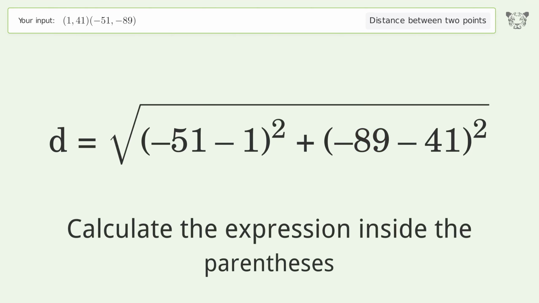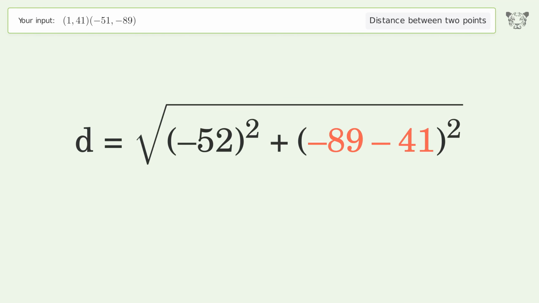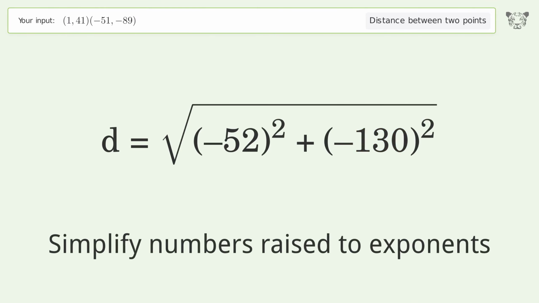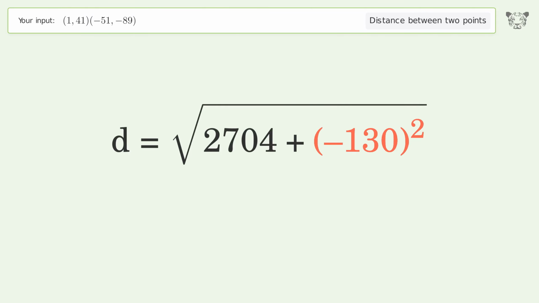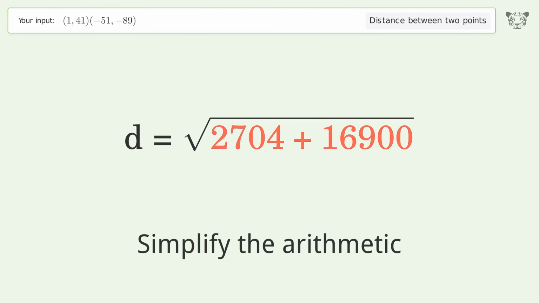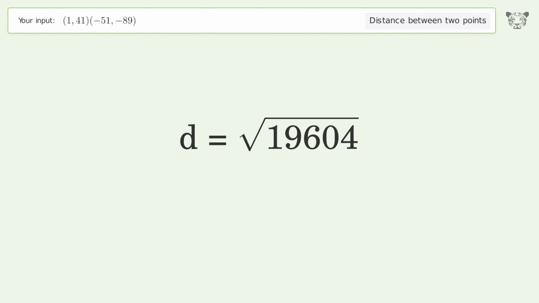Calculate the expression inside the parentheses. Simplify numbers raised to exponents. Simplify the arithmetic. And so the distance between the 2 points is the square root of 19,604, or 140.014.